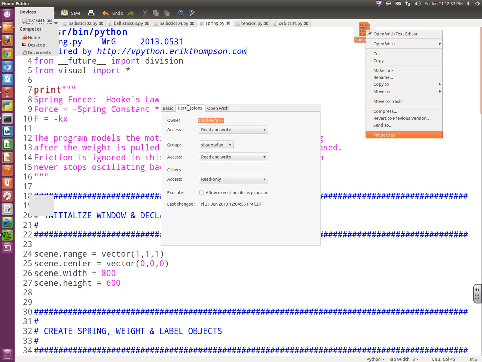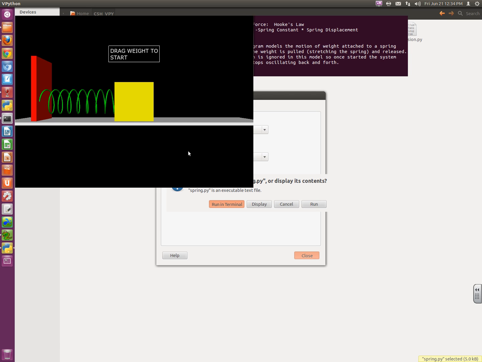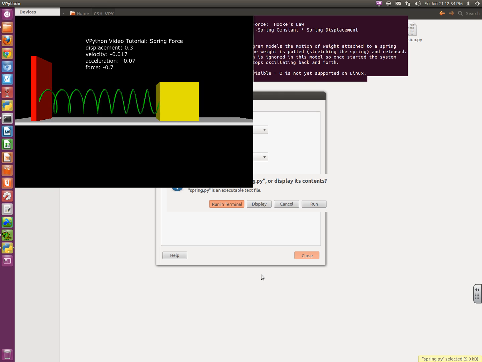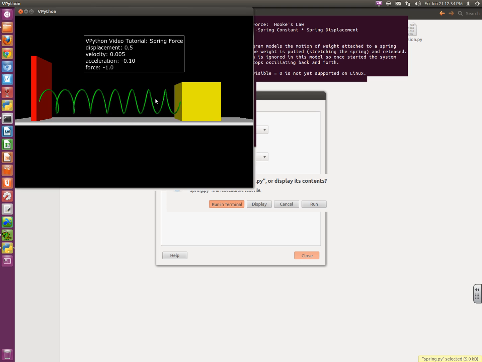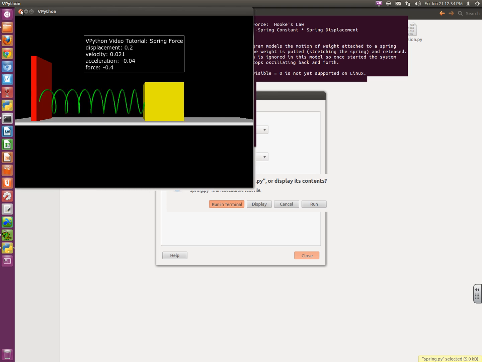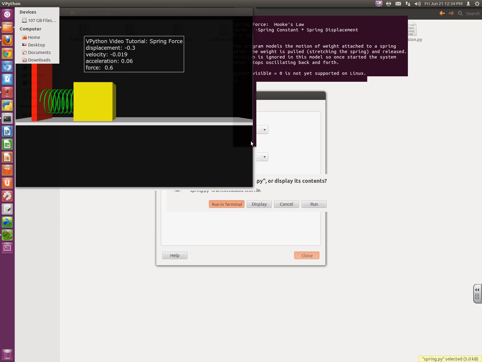Properties. Permissions. Ooh, this must be a new copy. Hang on. I didn't get to test this. Hopefully this works. Drag, wait to start. There you go. That's interesting. Very nice. Alrighty, I didn't get to go through this code too much yet, so I'm not going to explain it right now. There's just a brief note to self of stuff I'm going to do in the future with this course with VPython. Alrighty, so that's spring.py.